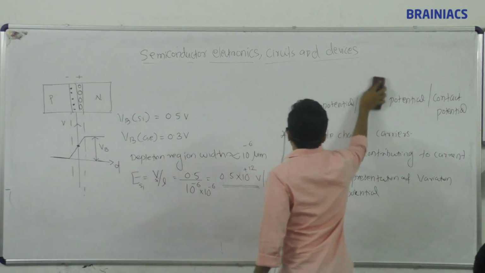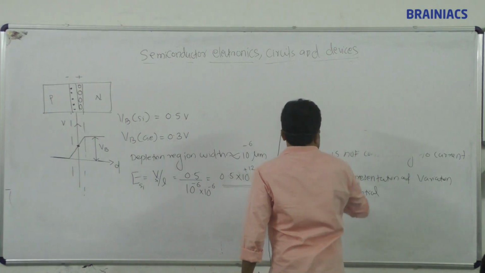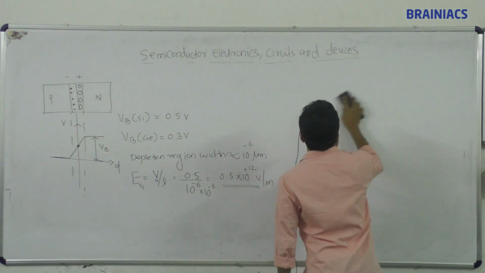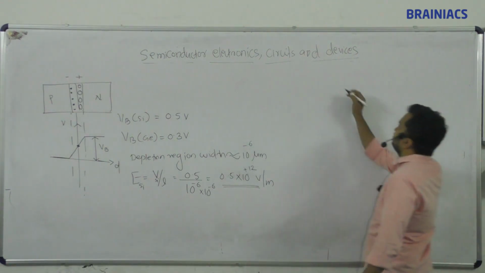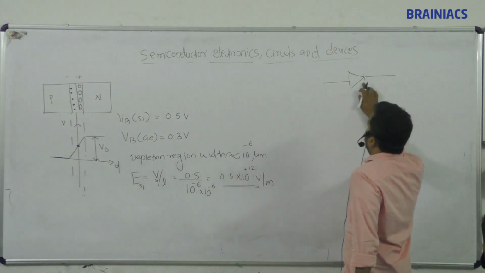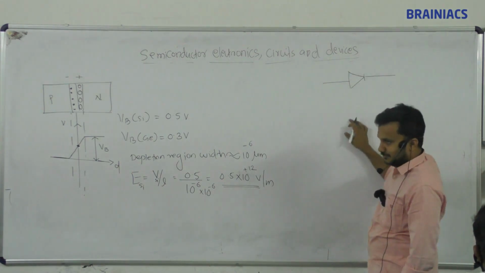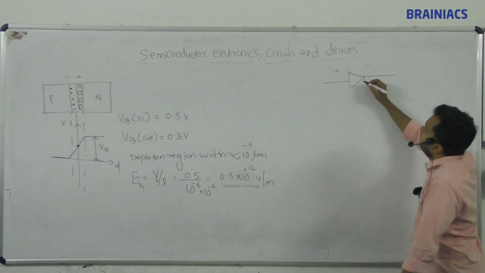Symbol of a diode. Of course, you know, right? Symbol of a diode is what? Many times drawn in. A line is small. No, this should be small. This is positive and this is negative for a diode.